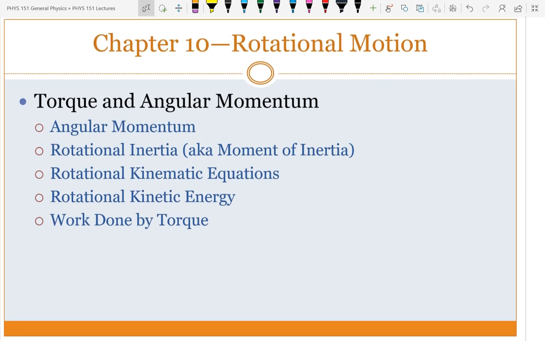Then we got to things that were more interesting. Torque and angular momentum. I talked about this a little bit last class period just because, well, I wanted to. But this is where we actually have rotational dynamics. So we have our rotational kinematic equations. We have a rotational equivalent for Newton's second law. Our rotational equation for kinetic energy.